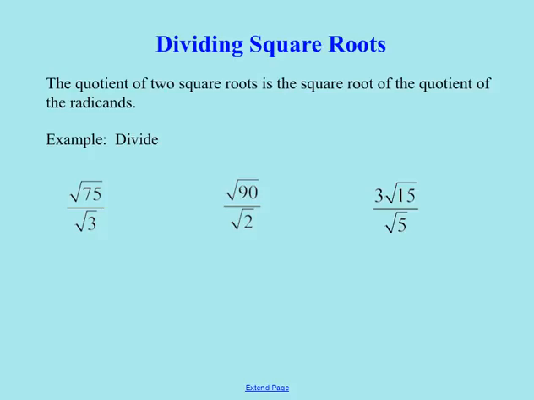Finally, dividing square roots. The quotient of two square roots is the square root of the quotient of the radicands. It's very similar to multiplying, except we're dividing. So let's look at our first example. The square root of 75 divided by the square root of 3 becomes the square root of 75 divided by 3. Well, we know that 75 divided by 3 is 25, so this becomes the square root of 25. And 25 is a perfect square, so the square root of 25 equals 5.